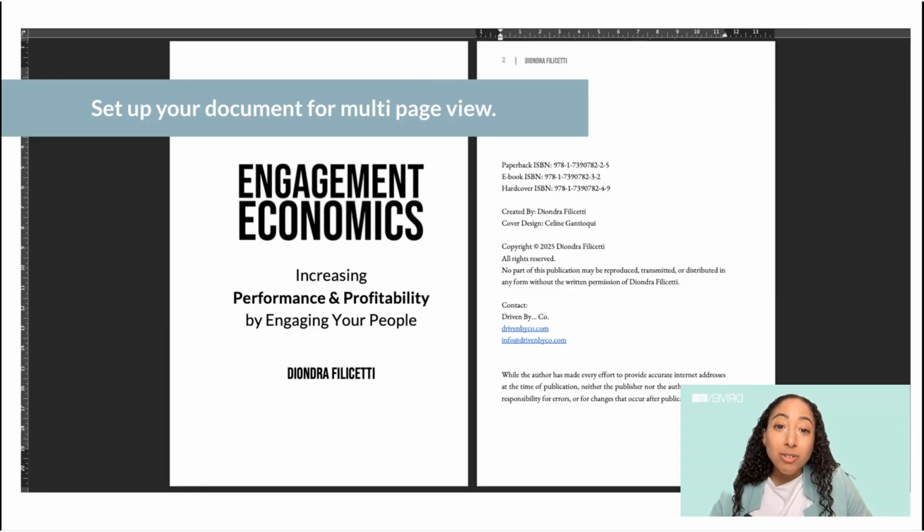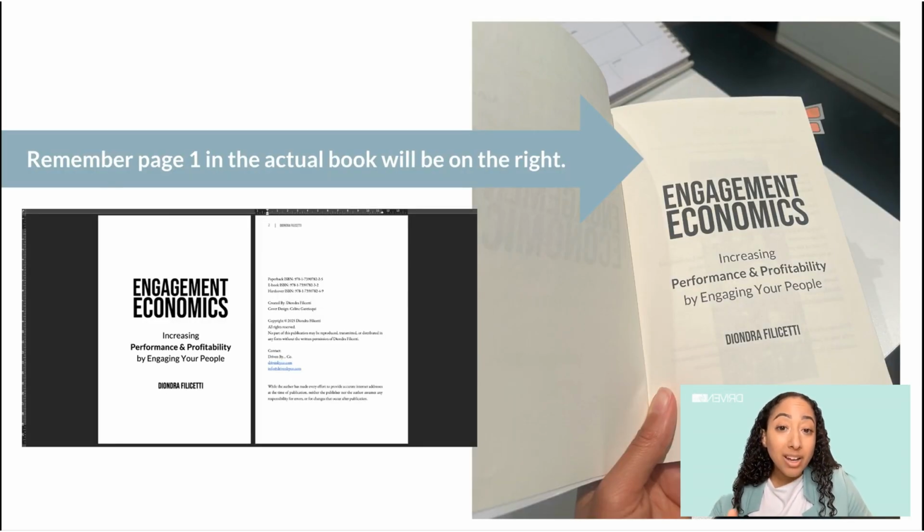In your document, it also makes things a lot easier if you set it up in multi-page view to mimic the view of a book. But remember that the first page in your document in Microsoft Word, for example, will appear on the left, while in the actual book, page 1 is always on the right. Some document editors will show page 1 on the right, but not all. So just bear this in mind.